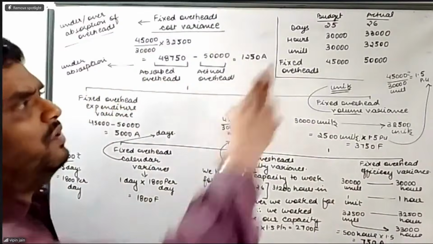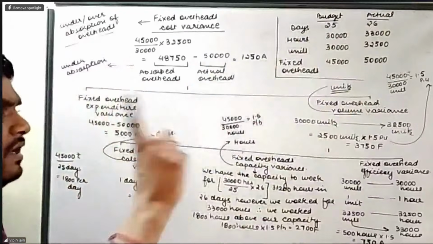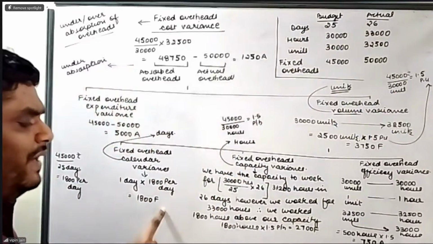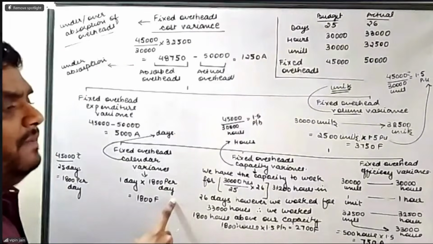Similarly, calendar also: we were supposed to work for 25 days. How many days did we work? 26 days. One day extra we worked. So that's why this variance will be favorable, and we will be applying the rate per day.